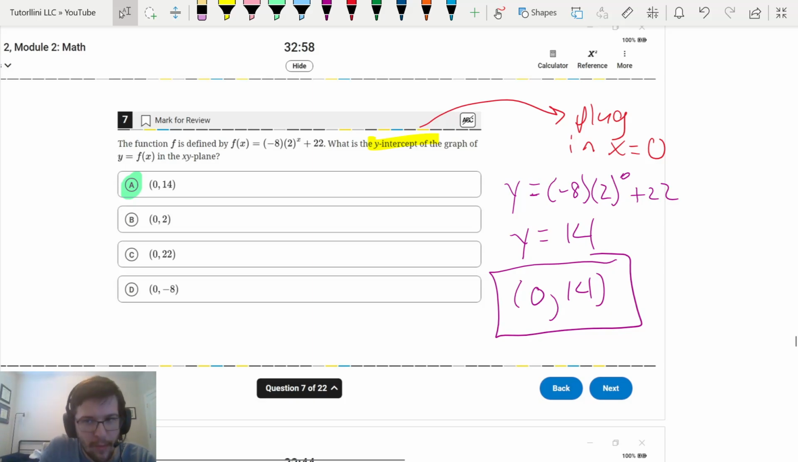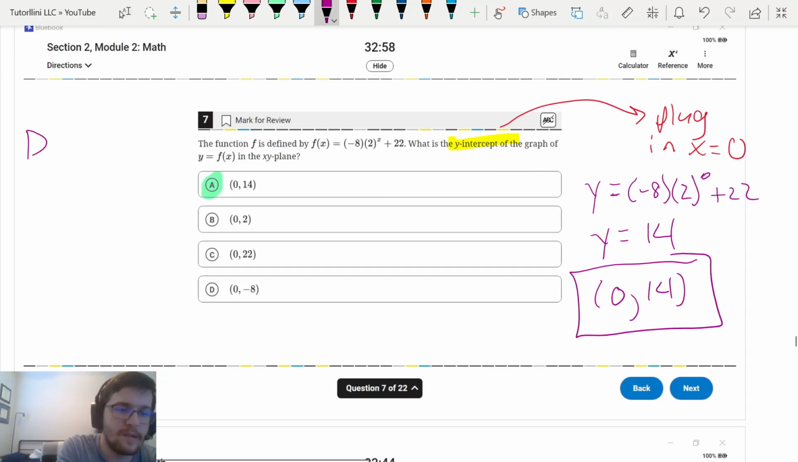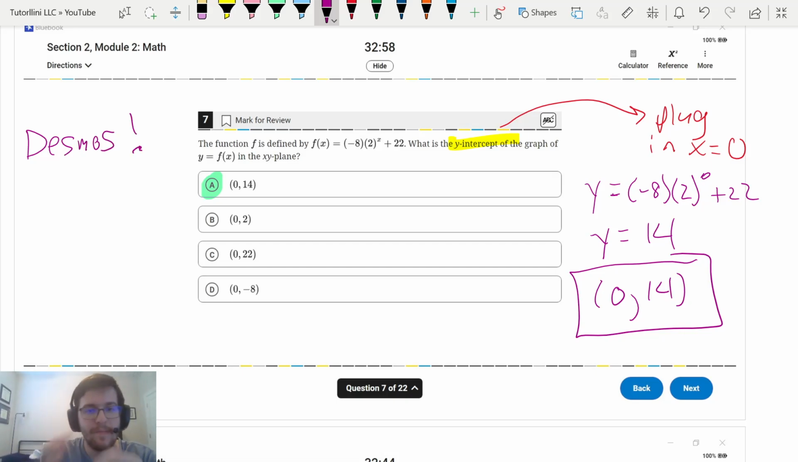So if you want to find a y-intercept, you plug in x equals 0. If you want to find an x-intercept, you plug in y equals 0. You've got to know both of those. You also could have graphed this and clicked on the y-intercept on Desmos. I'm not going to do it, but you could plot the function and then click on the y-intercept. This one was easier to do by hand, I think.